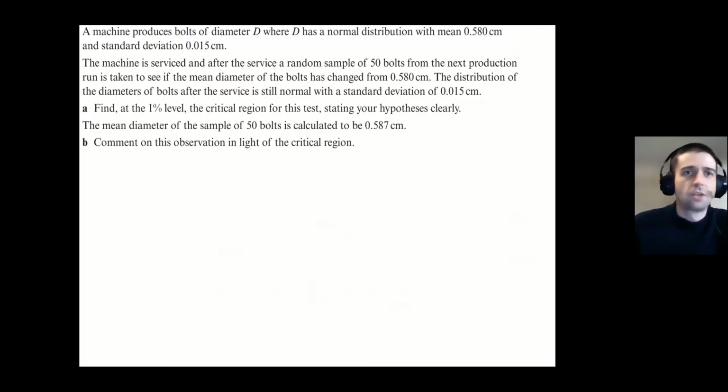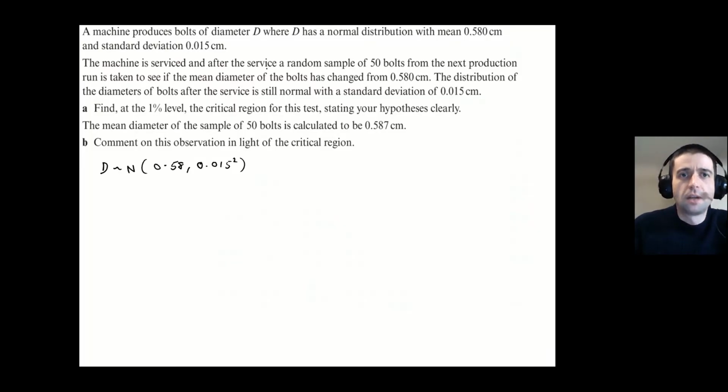And here we go. So we have a machine that produces bolts of diameter D, where D has a normal distribution with mean 0.580 and standard deviation 0.015. So straight away, I'm going to jot down that D, the population, follows a normal distribution with a mean of 0.58 and a standard deviation of 0.015. But as discussed in the previous video, I'm going to write 0.015 squared to show the variance here.